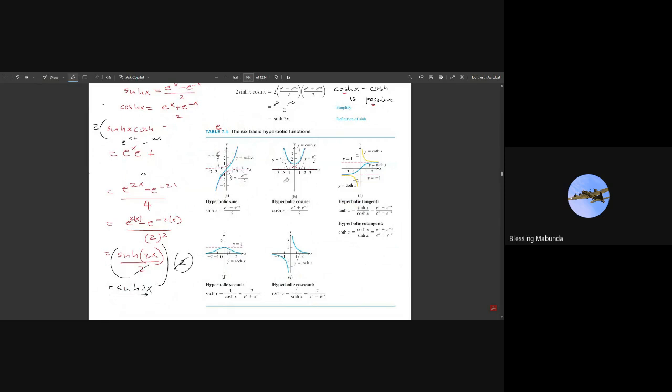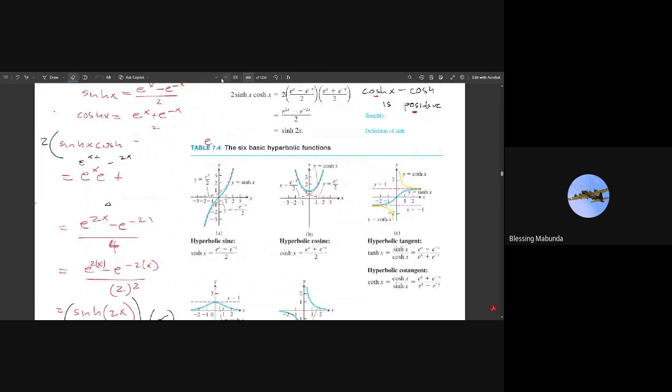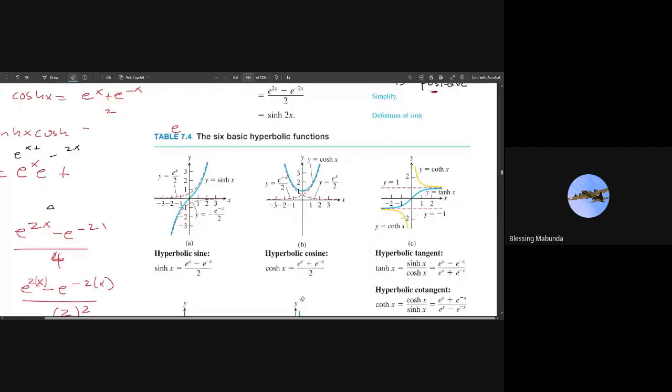So these are the curves that you are supposed to know for our hyperbolic functions. So for y is equal to sinh x, this is how it looks. It goes through the origin in that manner.